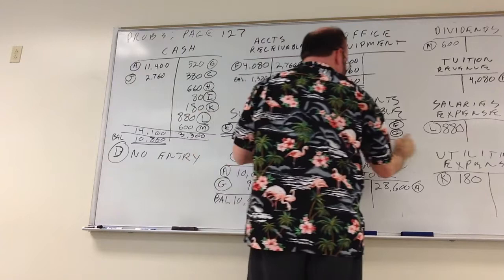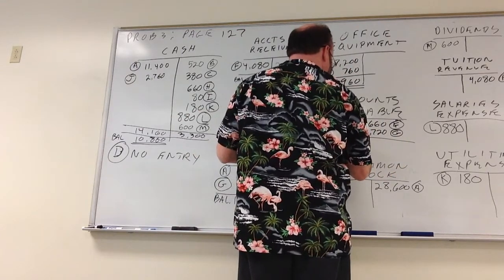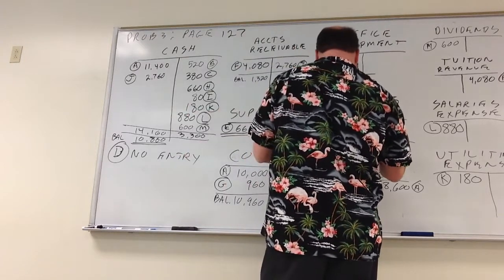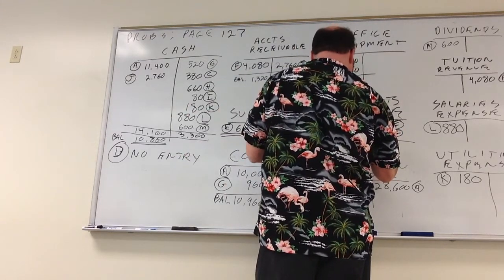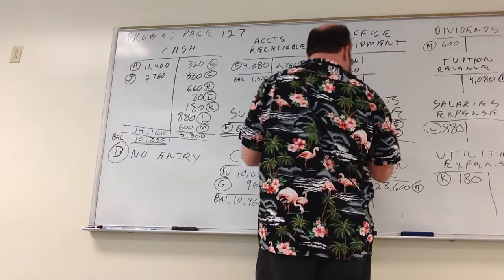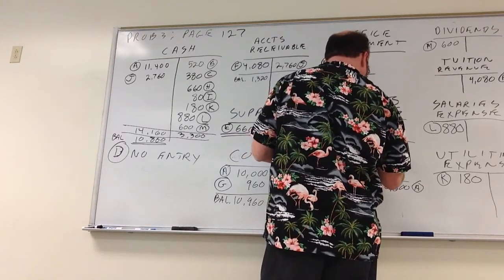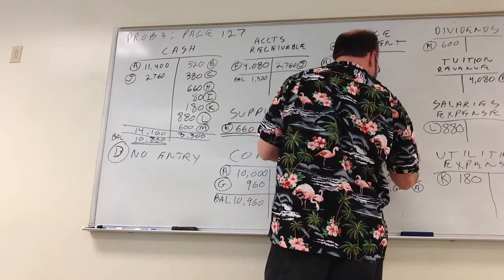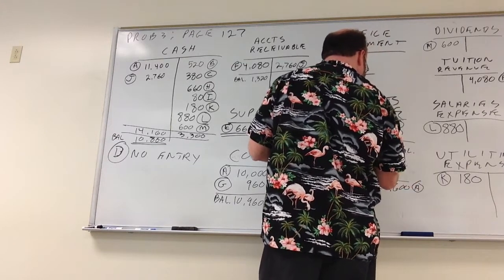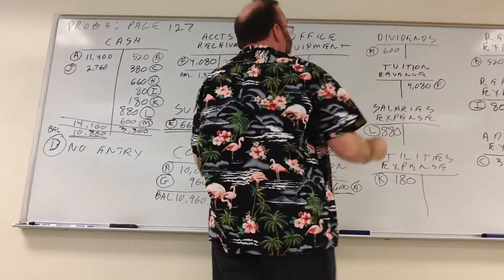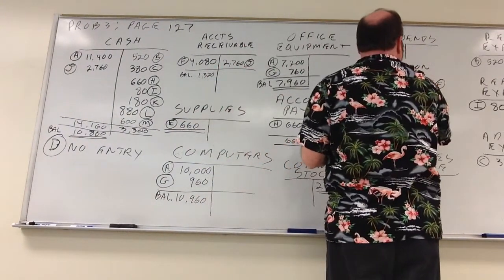Accounts payable has $660 in debits and $2,380 in credits, which gives us a credit balance of $1,720. Common stock just has one account, as does all of the rest of these.